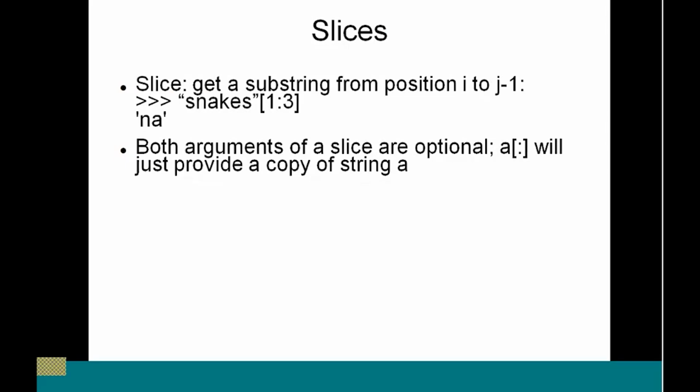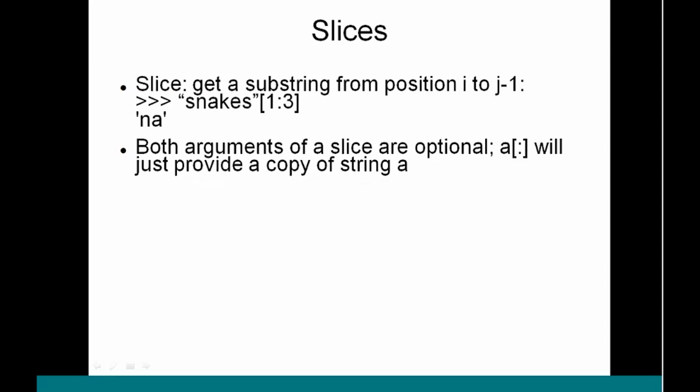So now let's look at the slices in some more detail. Here we can give snakes 1 colon 3 that returns the second and the third, that is n. And here both are optional. If you specify just a colon without anything, it just provides a copy of the string.